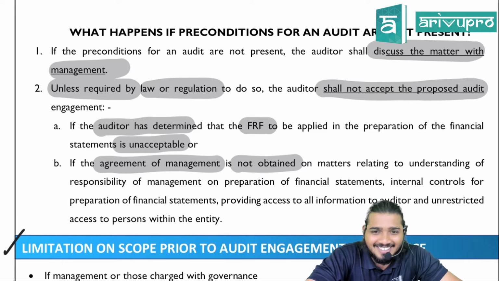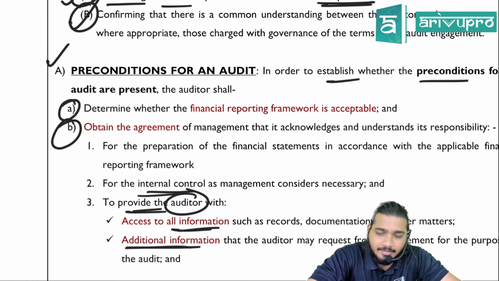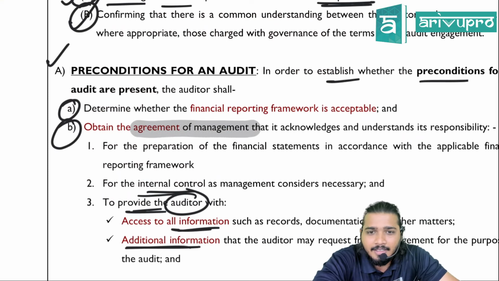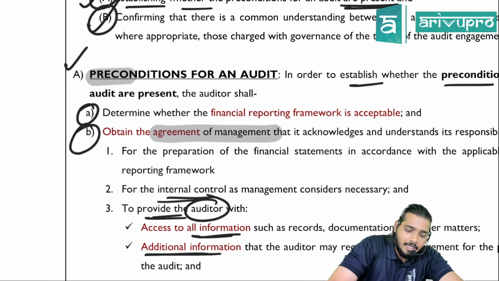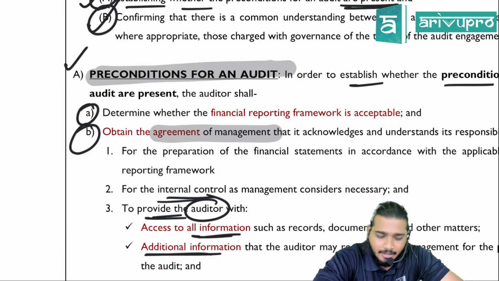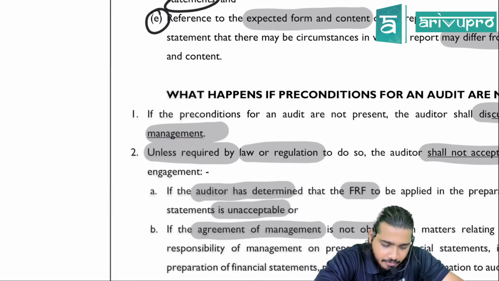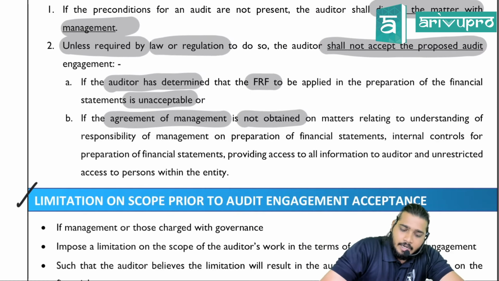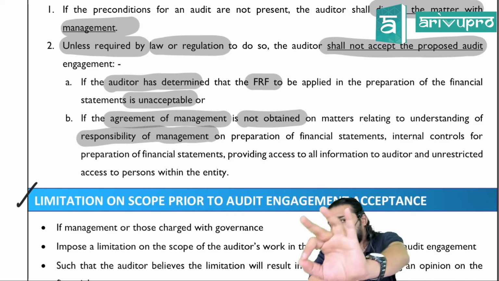This is very loose marks. Point number A, this one. Understood. Because loose twos. What is preconditions? You are answering this. Clear? If that agreement is not present on matters relating to understanding of responsibility of management, then it is better you do not accept it.